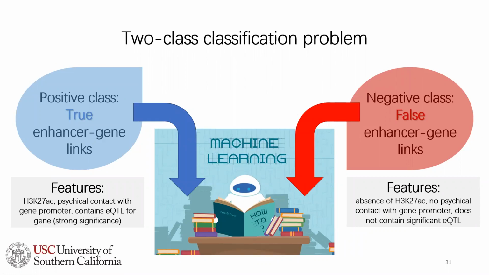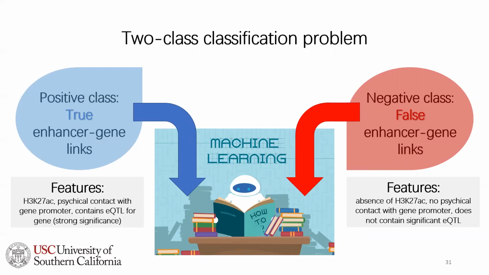Given some enhancer gene links, I want to predict if they are true or false. So that's a two-class classification problem. We're trying to classify the links as either true or false, real or not real, however you want to think about it. In order for this machine learning approach to work, we need a positive and negative class of real links to function as the two classes.